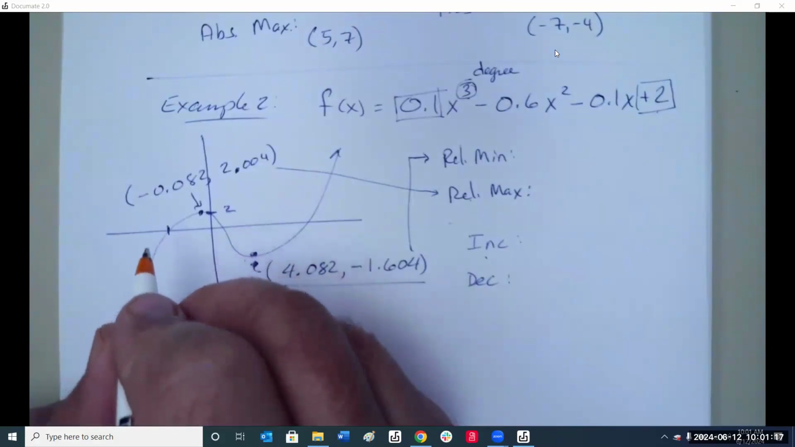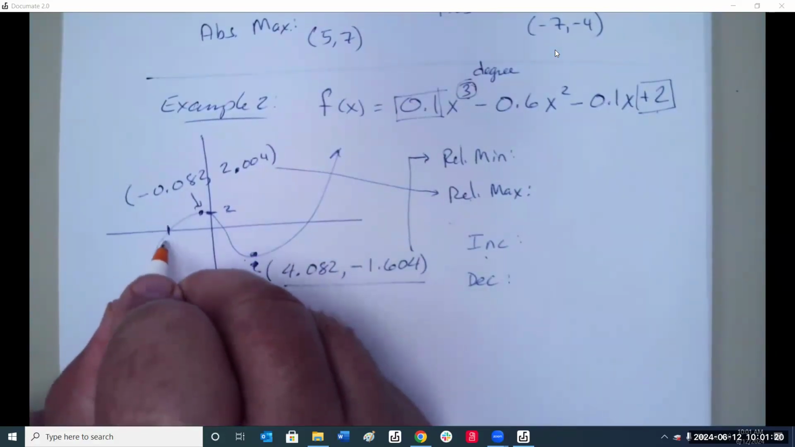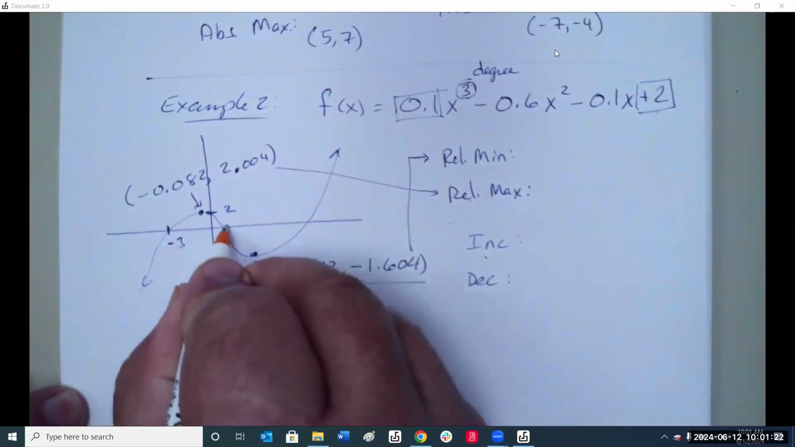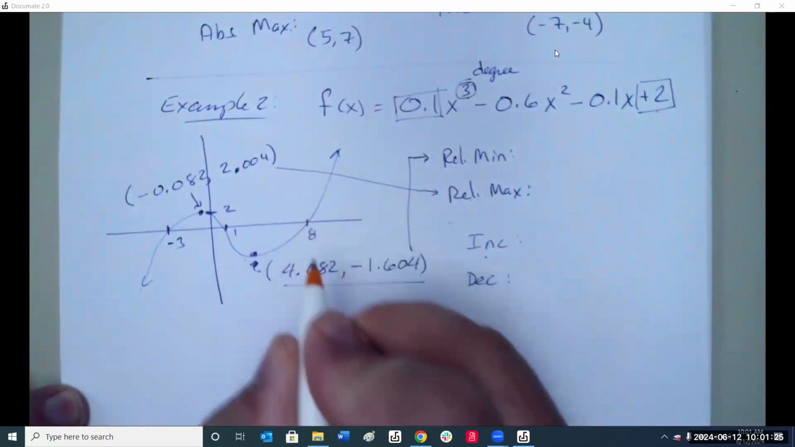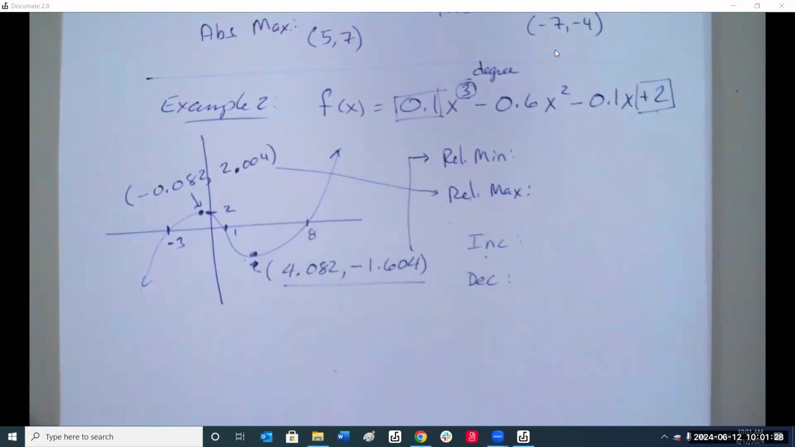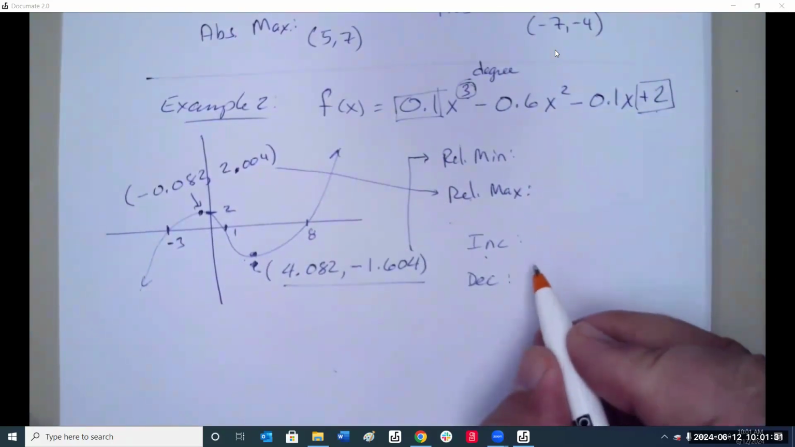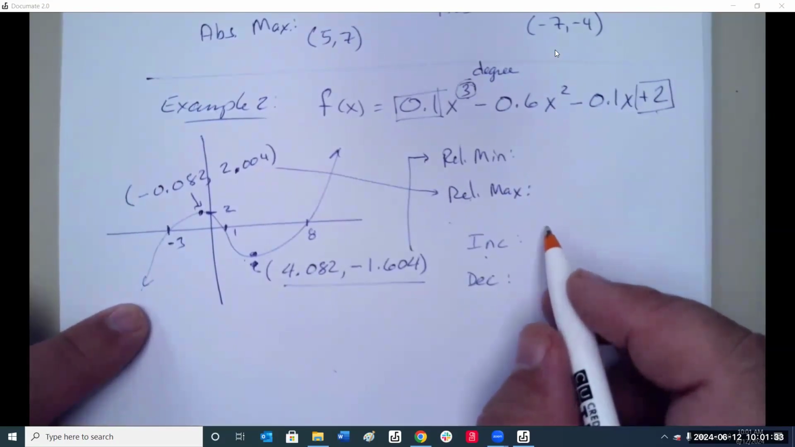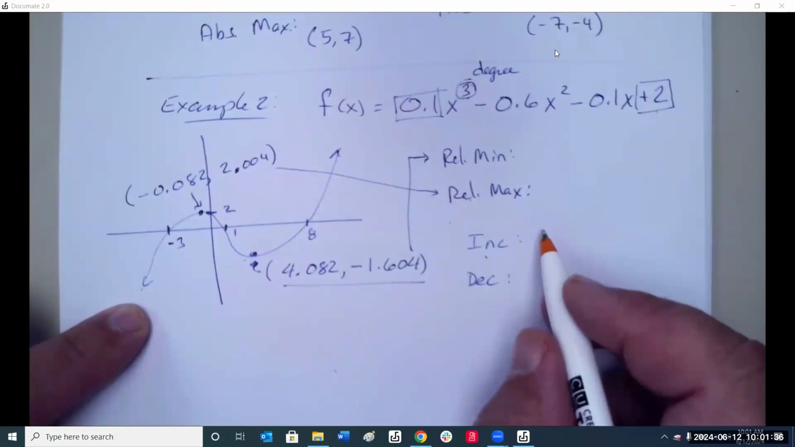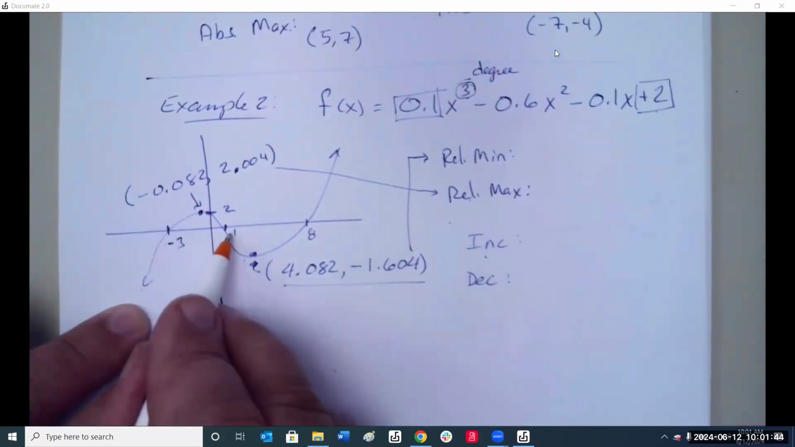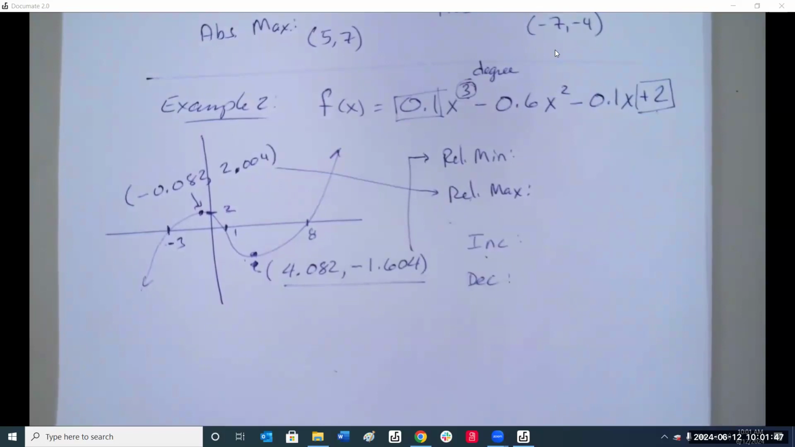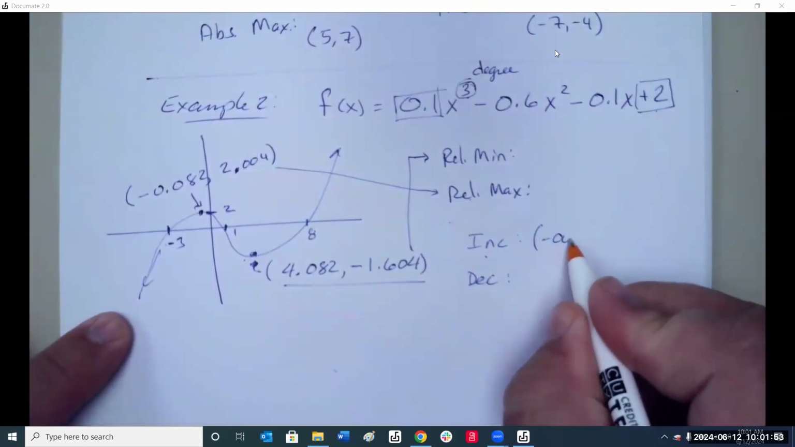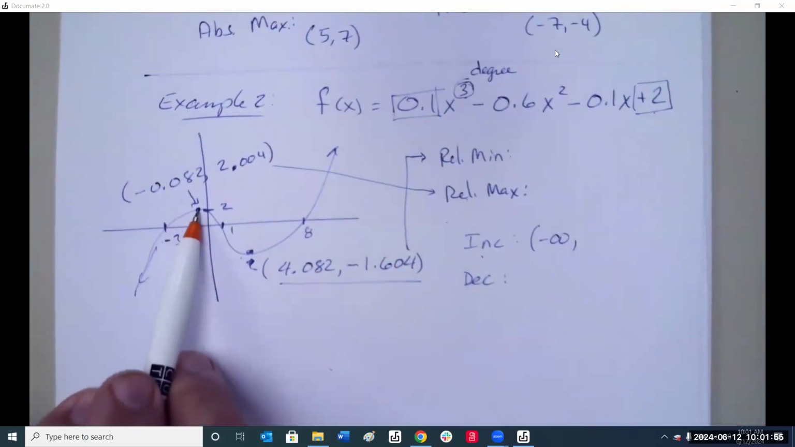It's increasing from negative infinity. For our case, we'll put this in as -3, this one as 1, and this one as 8. So where is it increasing? Where is it decreasing? I put these in there just to trick you. It's still negative infinity, the graph goes on to negative infinity. So it's increasing from negative infinity all the way up to that point there.